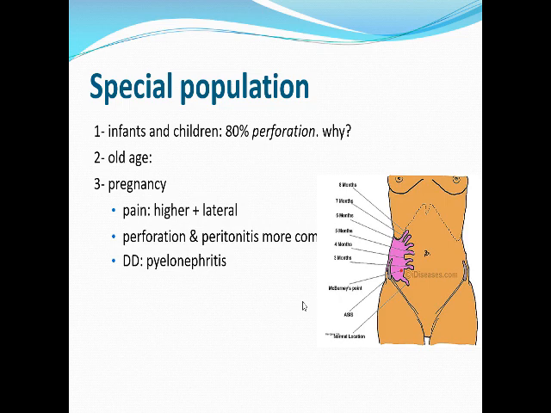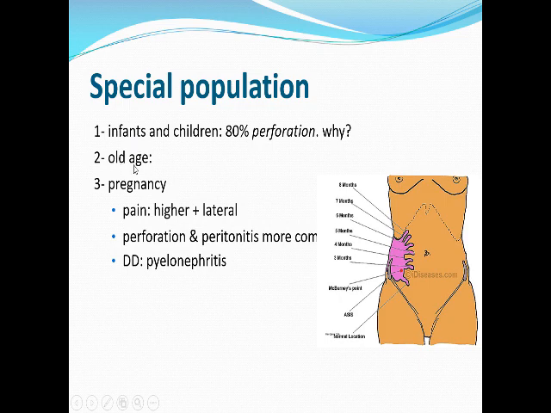Special population, in children, usually the peritonitis is much more manifest. Why is that? Because the omentum is short. Many factors, by the way. One of them, the patient is not cooperative. He cannot give you a detailed history. He will not allow you to examine comfortably. But if it perforates, usually the omentum is short, cannot surround the appendix, leading to diffuse peritonitis.